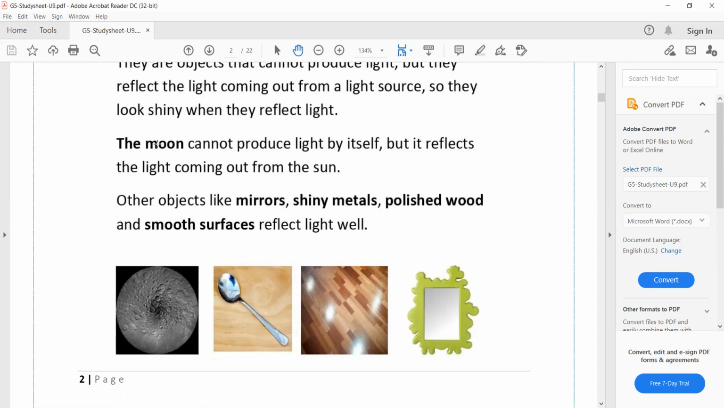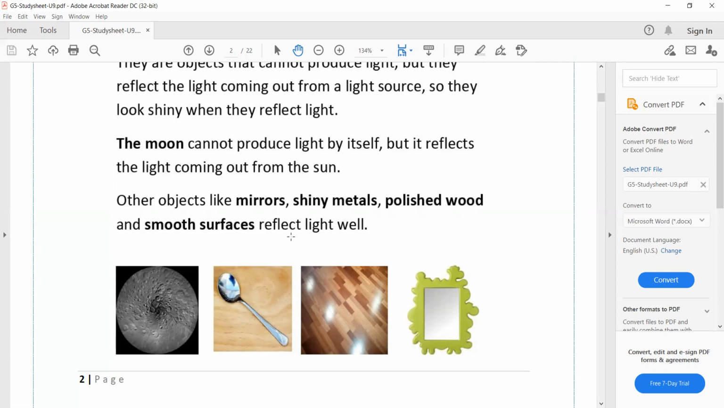The moon is not considered a light source. The moon cannot produce its own light, but it seems shiny because it reflects the light coming out from the sun. Light reflectors also, like the mirror, like this metallic spoon. Some light reflectors, like mirrors, shiny metals, polished wood, and smooth surfaces, reflect the light very well. So they appear shiny.